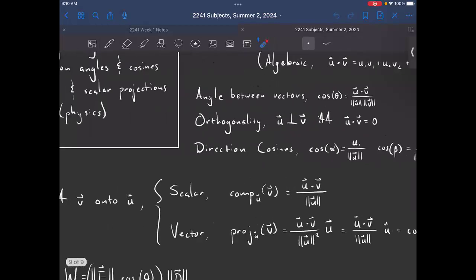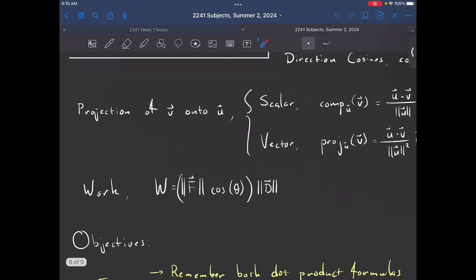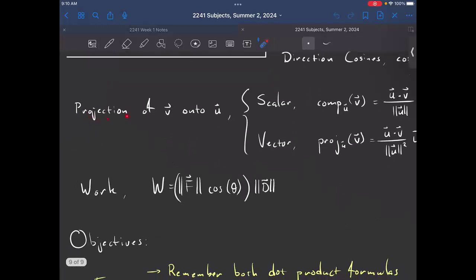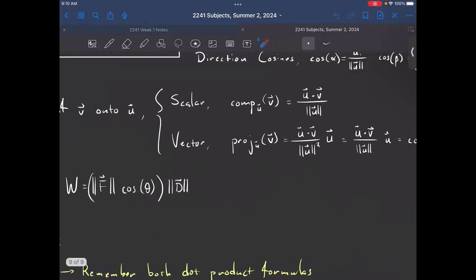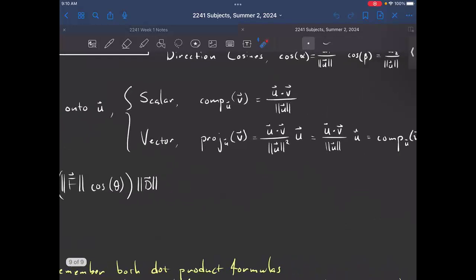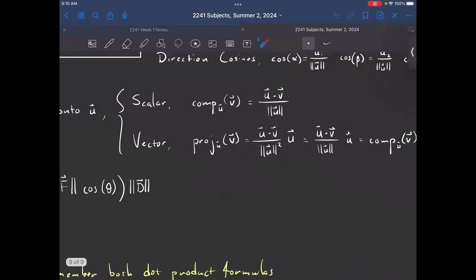All right, almost done here. The projection of a vector onto another vector, so v onto u. The notation here is a little bit weird, but just bear with it. You'll have to try and get used to that. The scalar projection is written this way. It's comp for component, the component of v in the direction of u. And this is the dot product of u and v divided by the norm of u.